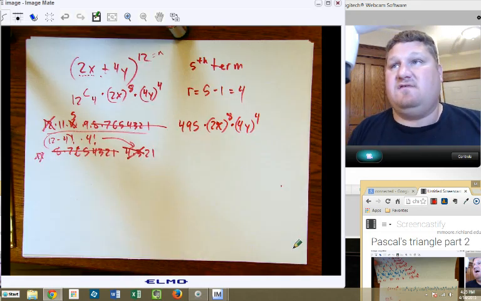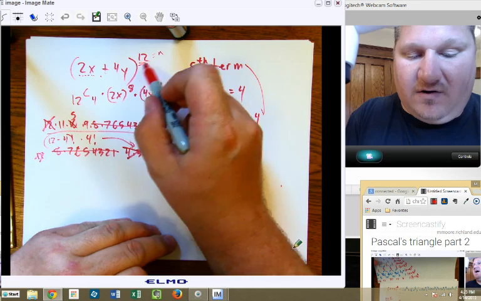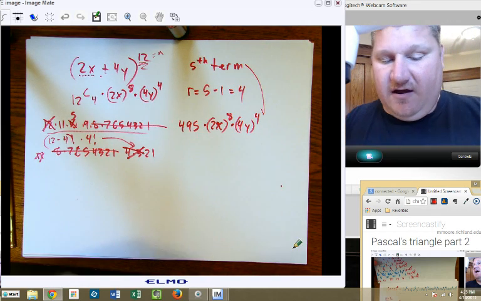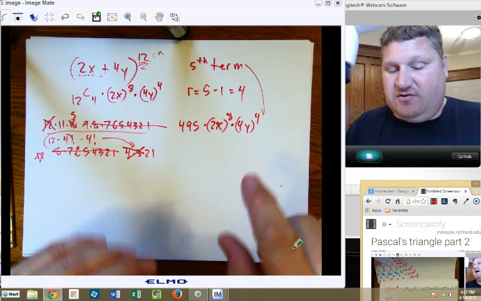Now you say, well, that's awful nice. That gets us right to the 5th term. I certainly don't want to multiply that out 11 times, and I certainly don't even want to do 12 levels of Pascal's triangle. So this works out nicely.